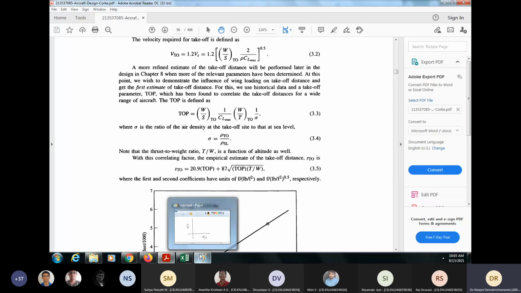Suppose the runway length is 100 meters. Your takeoff length should be only 60 to 70 meters. Got it? Yes, I got it, sir. Because in case of engine failure, you need some buffer distance to come to a stop. So take that as STO.